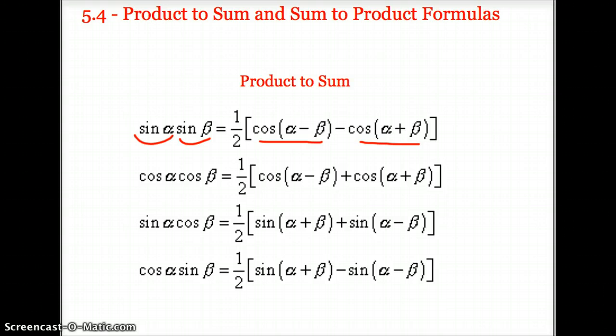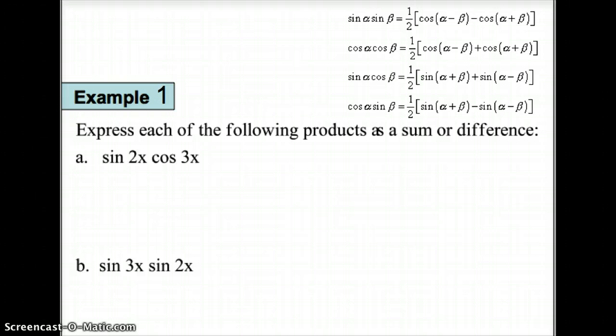So we're taking a product of two sines with different angle values, and it turns it into a difference of two cosine angles, remarkably. The explanation behind these formulas is in your book, but here's how we work with them. And remember, these are important skills to have in order to solve equations later on in the chapter. So sine of 2x, cosine of 3x. First I want to distinguish that alpha is 2x and beta is 3x.